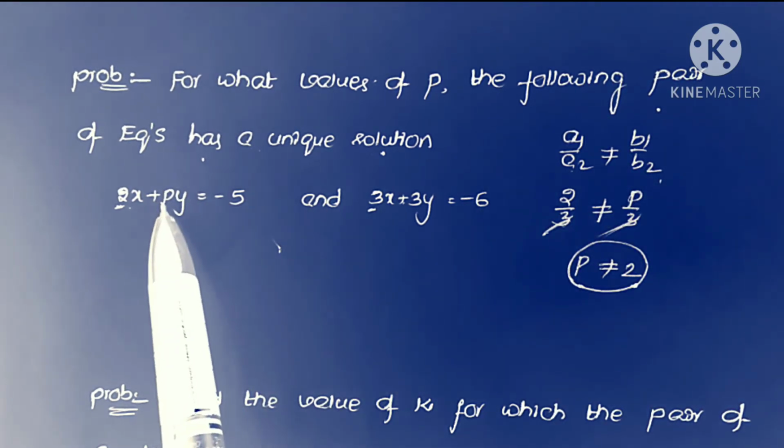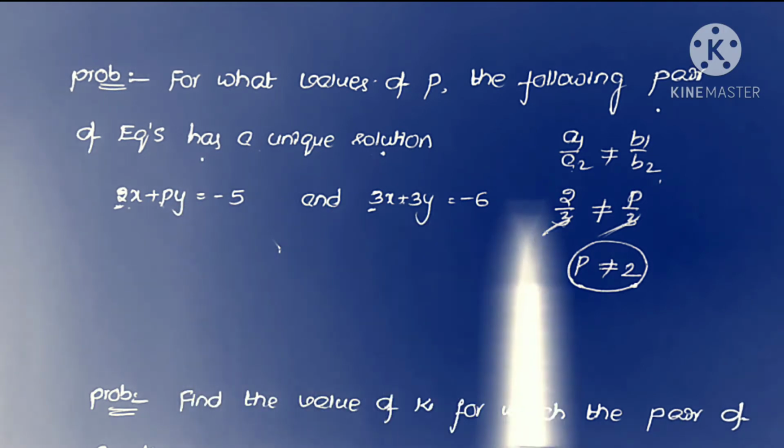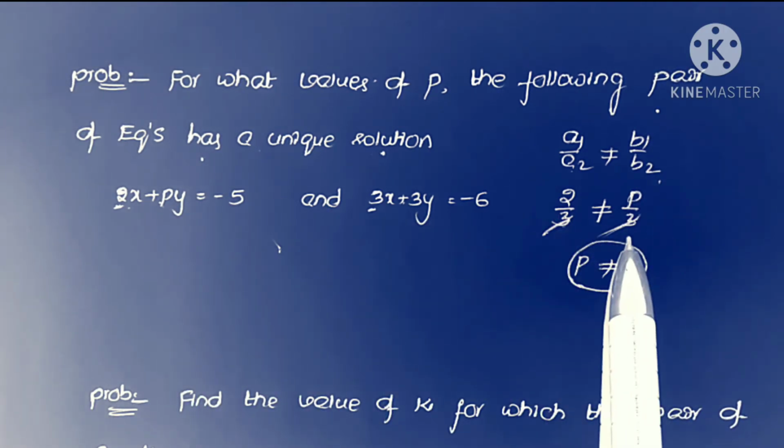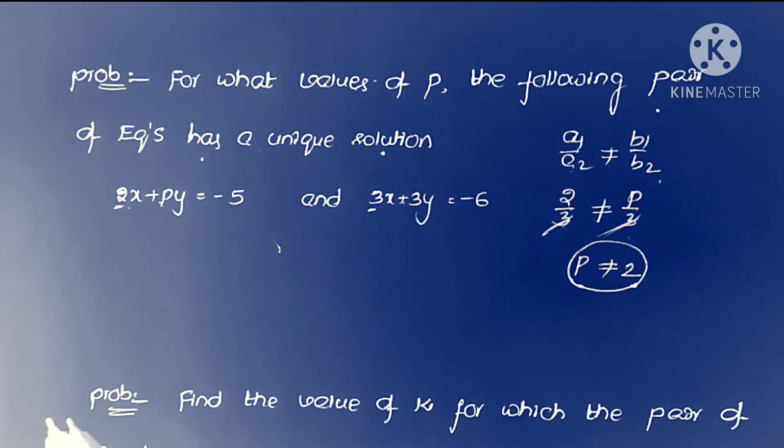What is b1 by b2? p by 3, y coefficient by y coefficient. The 3 and 3 get cancelled. So the answer is p is not equal to 2.